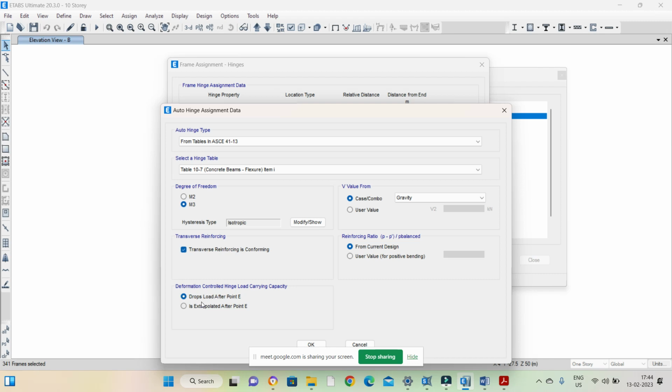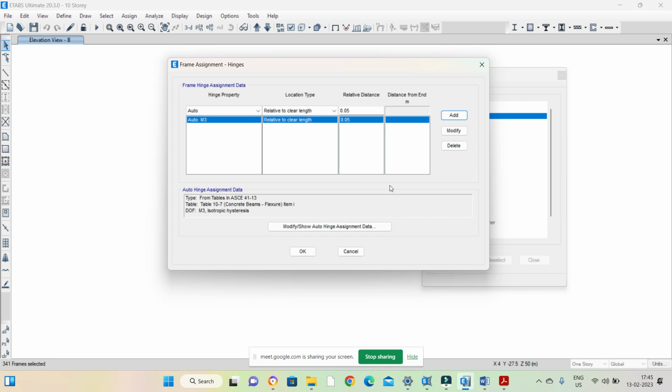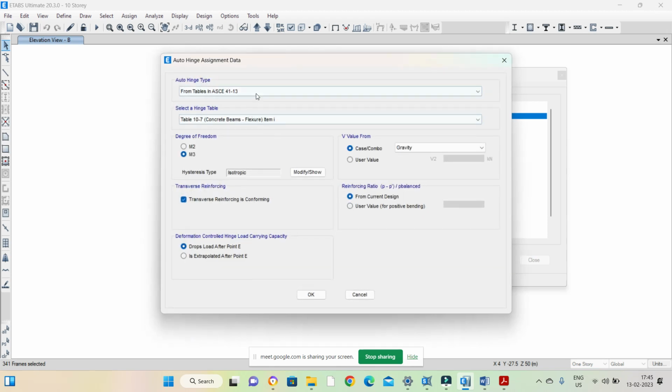And this drop load after point E, I will discuss when I show you the code ASC 41-13. So this is at a relative distance of 0.5. Similarly we have to define one more at a relative distance of 0.95, and the properties will be similar. Concrete beam gravity.